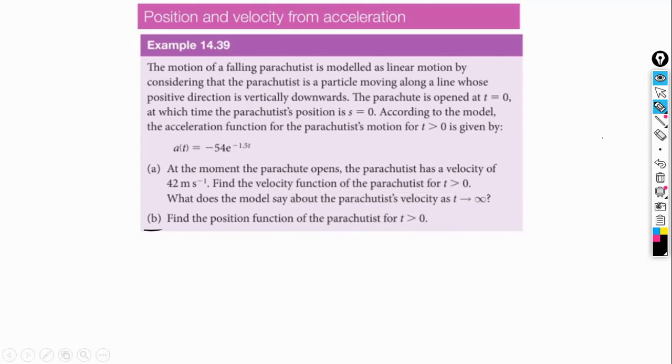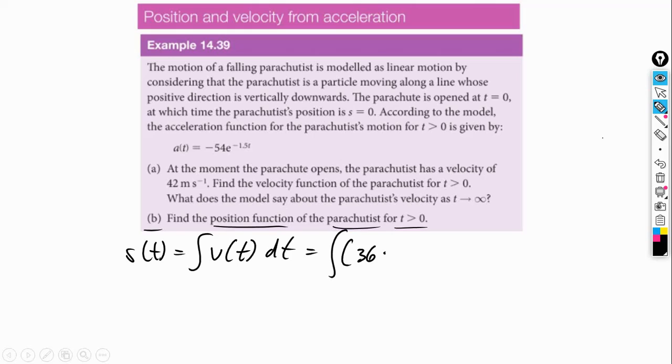So for part B, they want us to find the position function of the parachutist for t greater than 0. Now remember that to find the position function, we simply have to integrate the velocity function. In other words, we have to integrate the function that we found before, which is 36 e to the minus 1.5 t plus 6 dt. So if we integrate this, we're going to get that this is equal to negative 24 e to the minus 1.5 t plus 6t plus c.